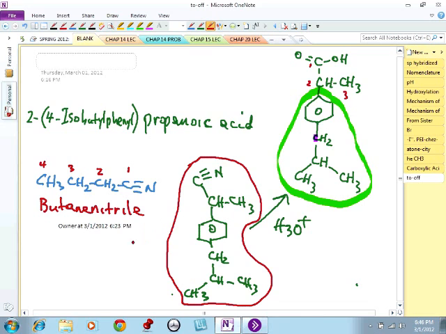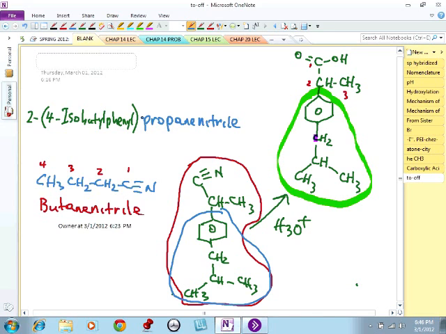So that becomes propane nitrile. And then, of course, this here is your substituent, so now you need to indicate the position just as we did before. That is 2,4-isobutyl phenyl propane nitrile.